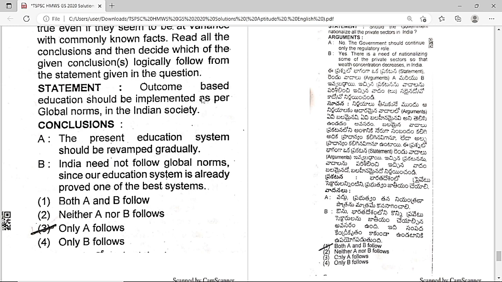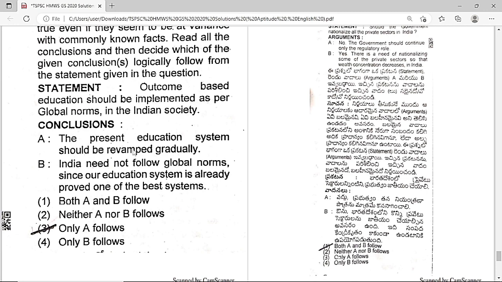So what is the statement? Outcome-based education should be implemented as per global norms in the Indian society. So what is the meaning of this one? See, in the Indian society, outcome-based education should be implemented as per the global norms. So this is a statement. And what is the conclusion?